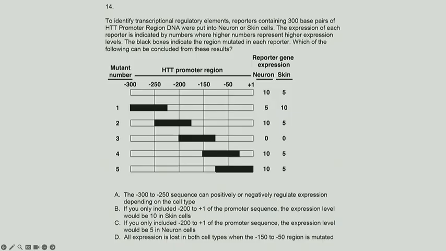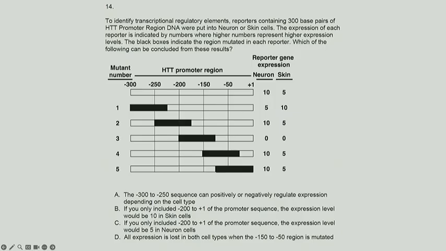So if I do just the minus 200 to plus 1, if I've deleted everything that's upstream of the minus 200, I'm going to look just like condition number 1 here. I'm going to have 10 expression in the skin cells and 5 expression in the neuron cells.